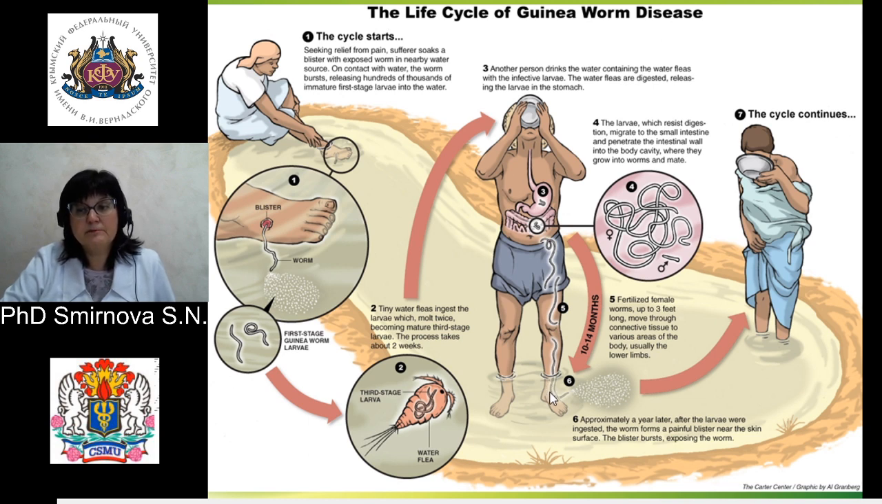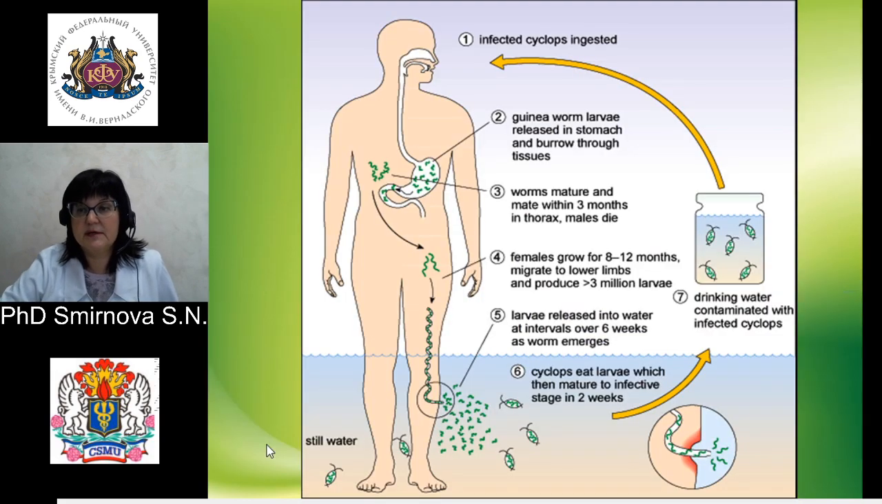In the place where the end of the female body is located, a bubble forms on the human skin and this place is very itchy. When a human puts the leg in the water, this skin bubble is broken and many larval stages move into the water. These larvae can infect cyclops, and we can see a new life cycle of this parasite.